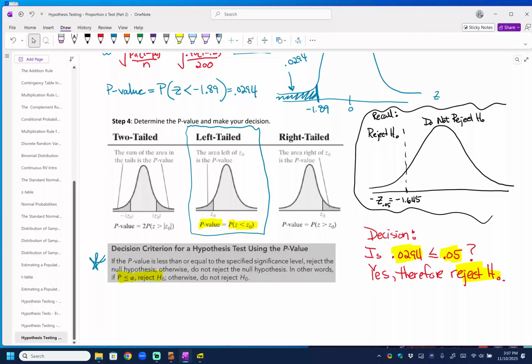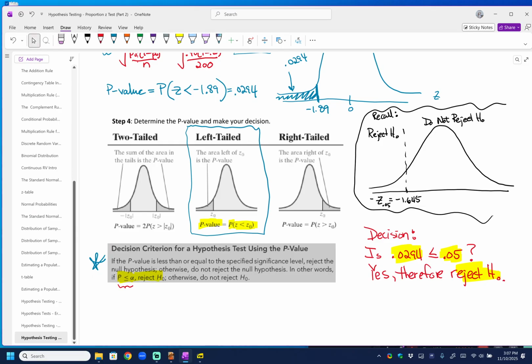One thing to take note of here is that this rule of p-value less than alpha is standard no matter what type of test you're running. So even if it's in the right tail or both tails, whatever it is, we always use less than or equal to. But there's a reason for that, which I want to detail here as well.